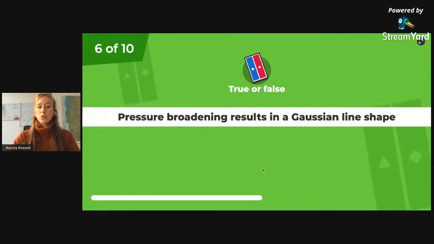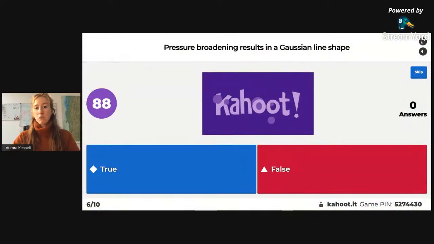Okay. True or false? Pressure broadening results in Gaussian line shapes.